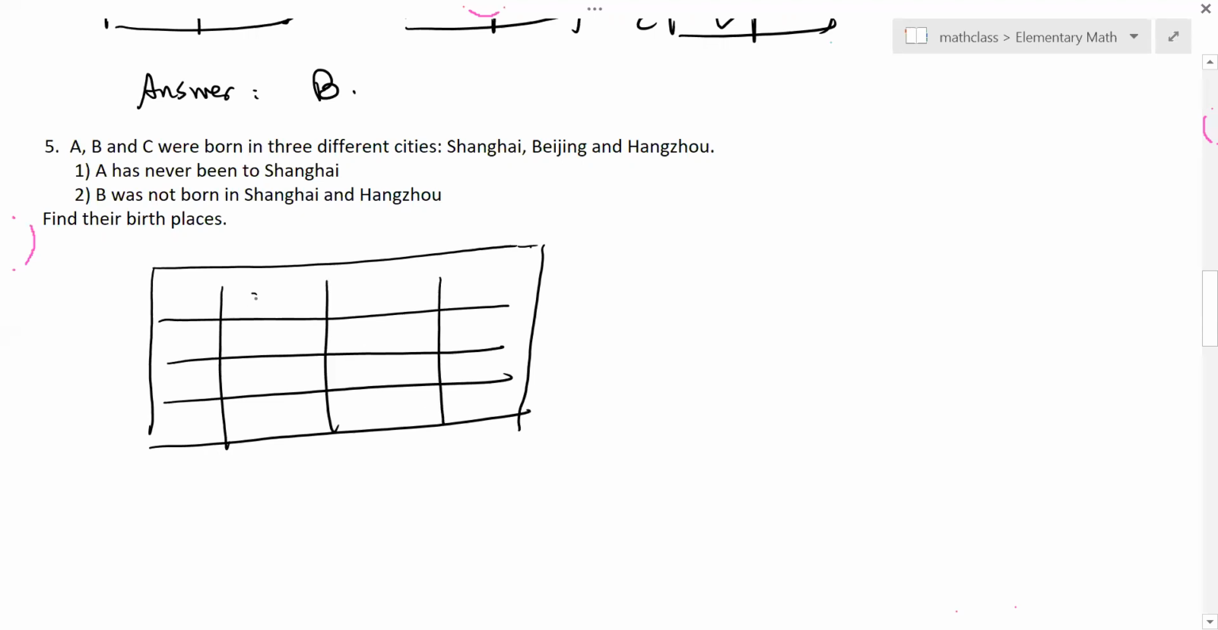So here's Shanghai and Beijing, and Hangzhou, and this is A and B and C. So you try to mark it. A has never been in Shanghai, so you cross it out. A has never been in Shanghai.